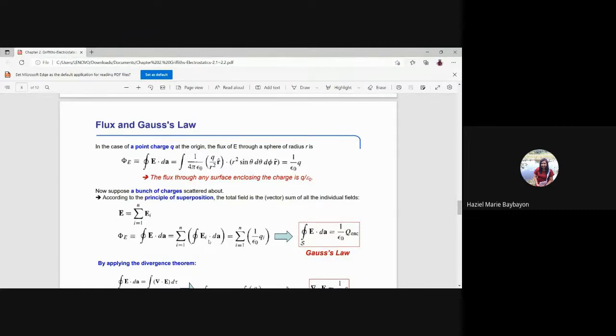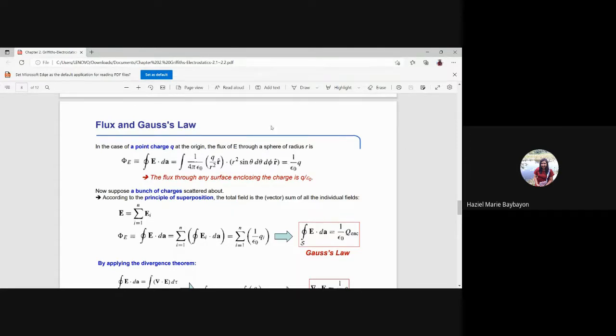Now, in the case of a point charge Q at the origin, the flux of E through a sphere of radius r can be expressed as this. Electric flux is equal to the closed integral of E dot dA. And we know that for a point charge, the electric field, class, is equal to 1 over 4 pi epsilon naught Q over r squared r hat. And then your dA for a spherical surface is equal to r squared sine theta d theta d phi r hat.